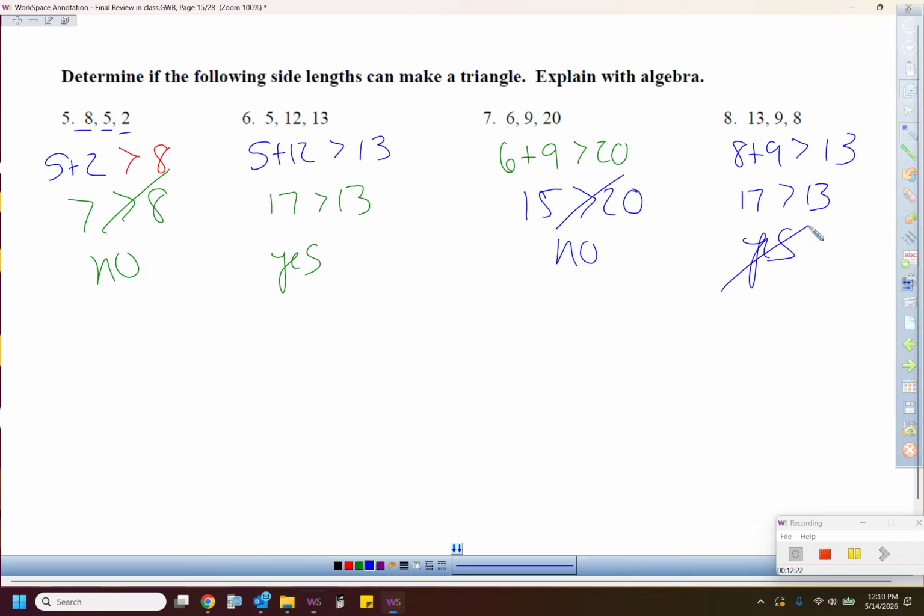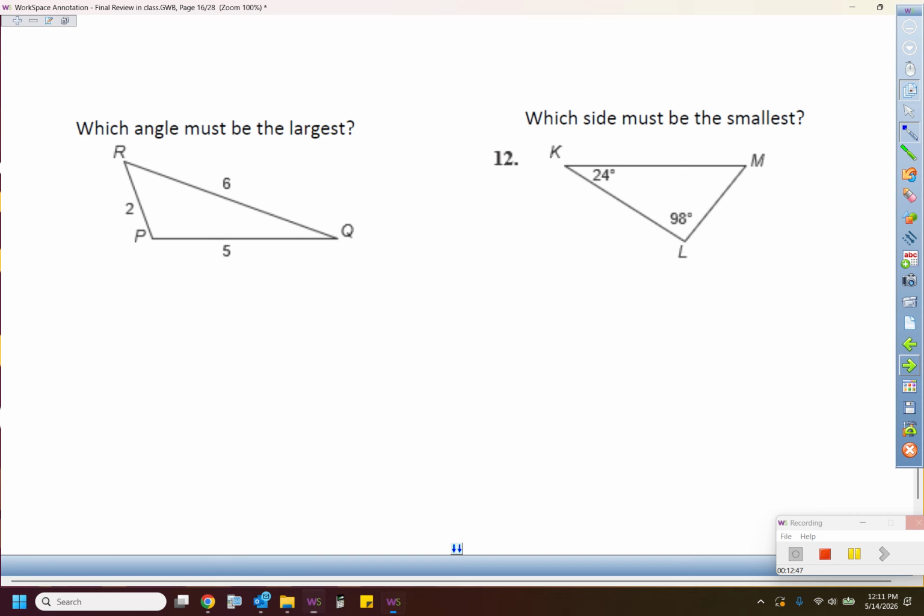I'm going to change this last one. What if that side wasn't 13 and it was 17? What do you think? Yes or no? Is 17 bigger than 17? Not. You have those pieces of spaghetti at the bottom when you put them on the ends and they would just pull flat right on top of it. It wouldn't make a triangle. It has to be larger than the third side in that case. So that would still be a no. Cool.